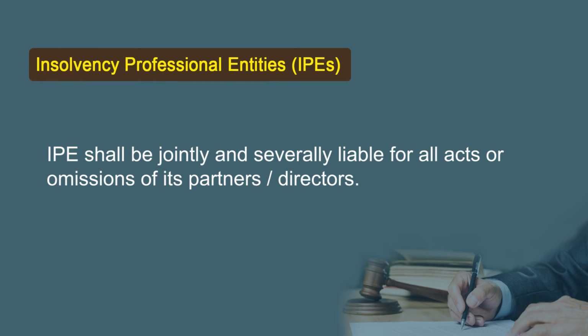Registration process. The application for registration is to be submitted in Form C along with proof of payment of a fee of rupees 50,000. If the IBBI is satisfied, it may grant a certificate in Form D. The insolvency professional entity shall inform of any change in the directors or partners within 7 days with a fee of rupees 2,000 in Form G. The IPE shall be jointly and severally liable for all acts or omissions of its partners or directors. The IBBI may de-recognize the IPE by passing a reasoned order.